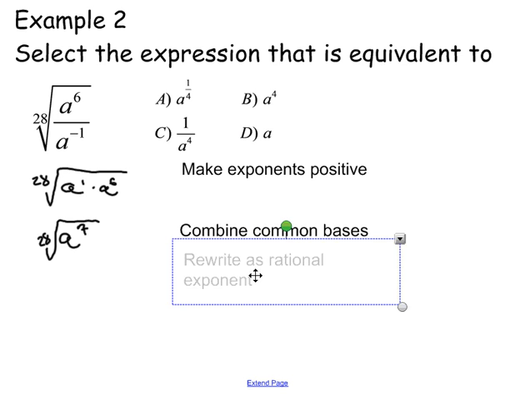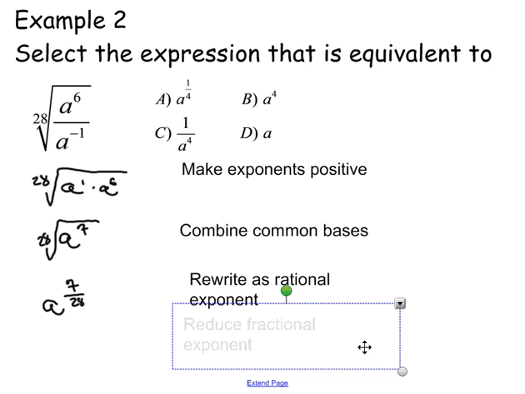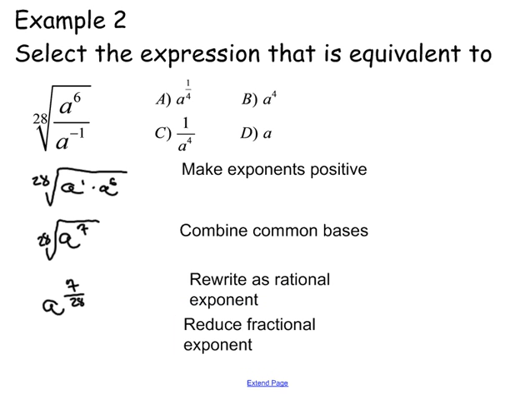Now you want to rewrite as a rational exponent. So you get a to the 7 over 28. So just remember, right, the root becomes the denominator, the exponent becomes the numerator. And now finally, you just want to reduce the fractional exponent, and you're going to get a to the 1/4. So the answer is choice A.